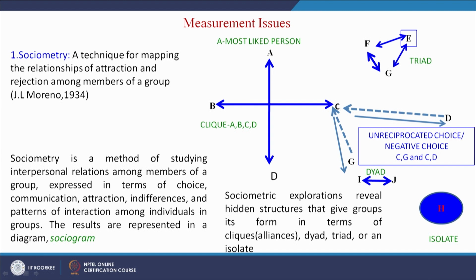Earlier, two members I and J were attracted to each other, exhibiting reciprocal behavior. But when it comes to C and G and C and D, the choice is unreciprocated. That means the choice is negative: maybe D is not liking C or maybe G is also not liking C, but C is more interested in talking to D and G members of the group. So the choices are negative or unreciprocated.